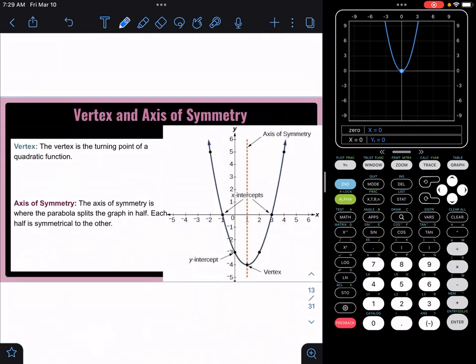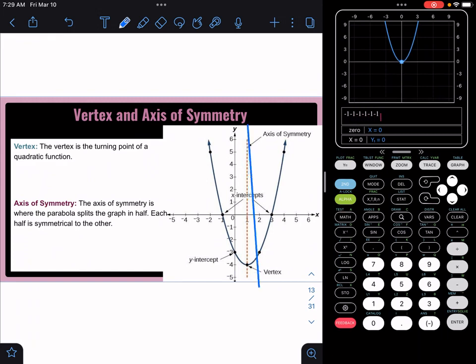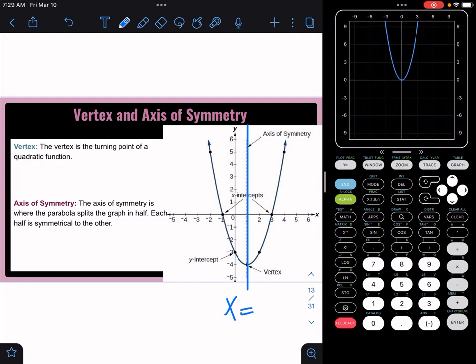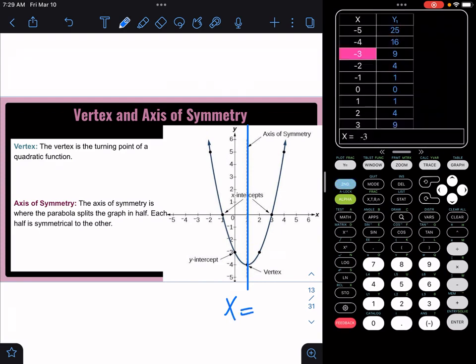And now, axis of symmetry. If you think of axis of symmetry, this is going to be the line. It's always x equals, because remember, vertical lines are x equals. This is the x equals line that would directly split the parabola in half. It would make each side equal. If you see, each point on both sides is going to be equal.